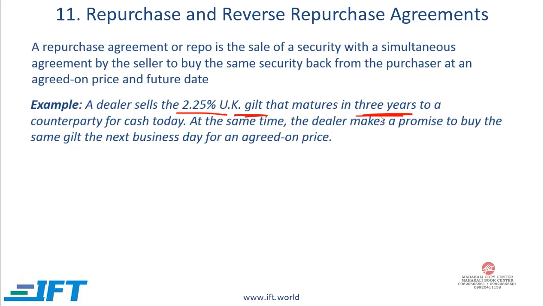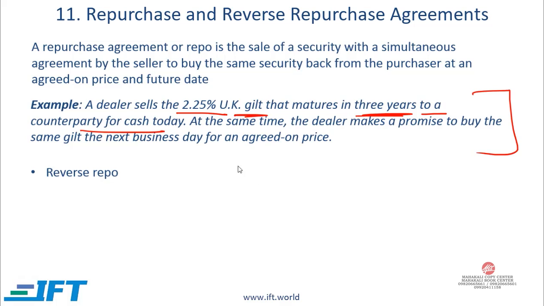To a counterparty for cash today, at the same time, the dealer makes a promise to buy the same gilt the next business day for an agreed price. So this is almost exactly like what I just described, but this is from the curriculum. So let's understand a few important terms. What I described is the repo.